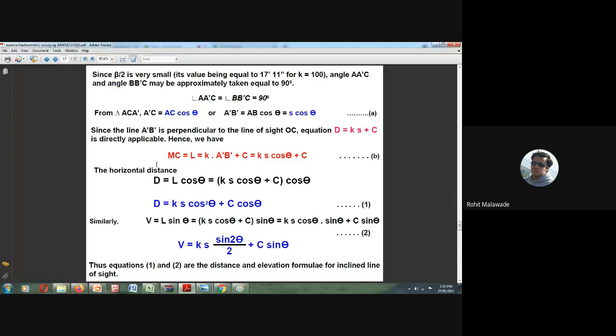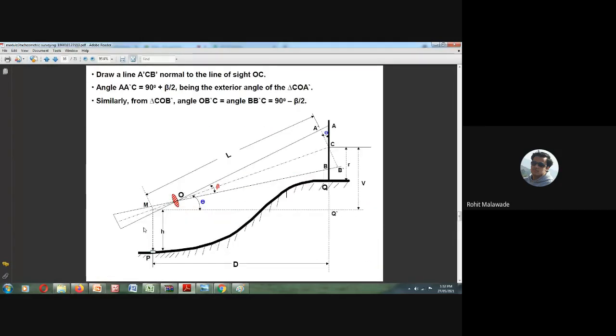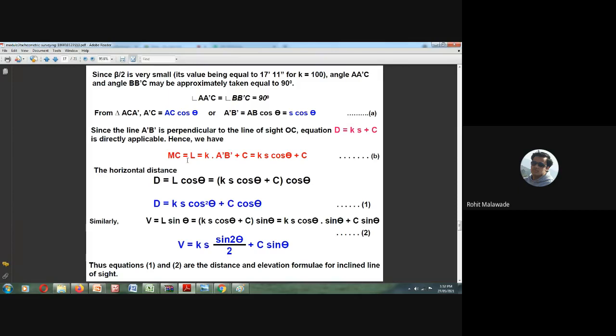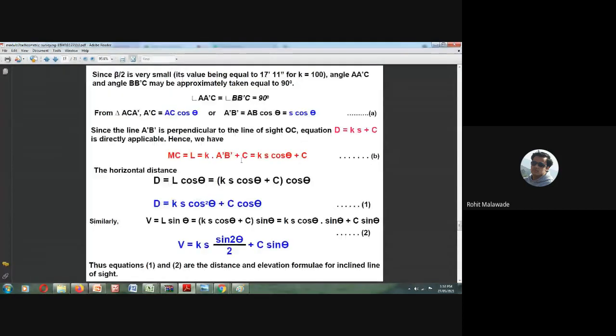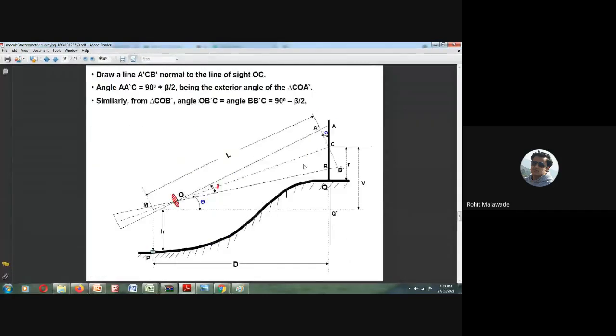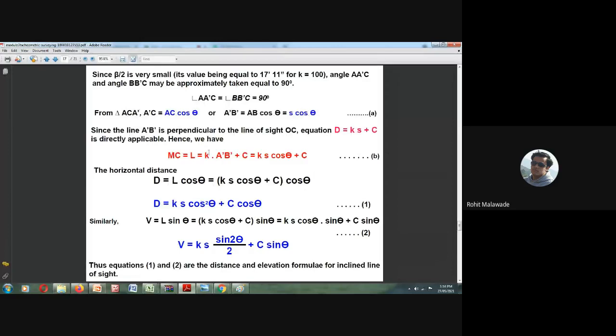So now MC, this particular distance, we are going to measure the length L, and it is equal to Ks plus C. Here A dash B dash is nothing but your staff interval, plus C. A dash B dash is S cos theta. So it is K into S cos theta plus C.